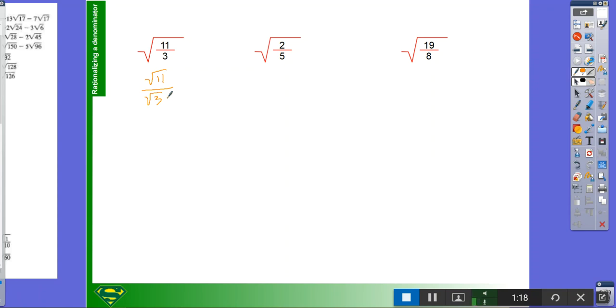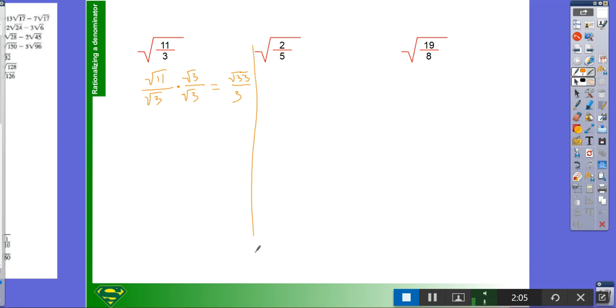So what could I do? What could I multiply both the numerator and the denominator by that would make the square root of 3 a rational number, a number without a square root? Well, the square root of 3 times the square root of 3, that would give me 3, wouldn't it? But when I multiply the denominator by it, I also must multiply the numerator by it. The square root of 11 times the square root of 3 is the square root of 33. Now, the one thing I do need to look out for is, can the square root of 33 be reduced in any way? And the answer is no, it can't, because 33 does not have any perfect square factors.